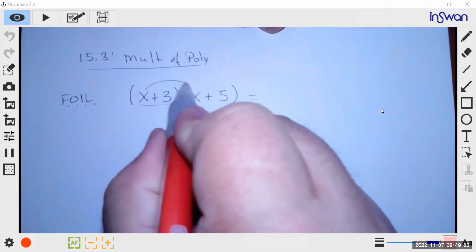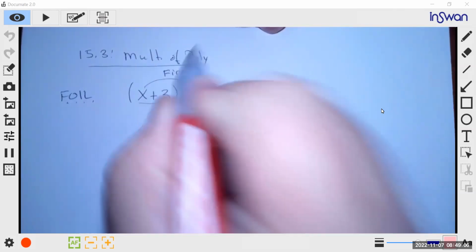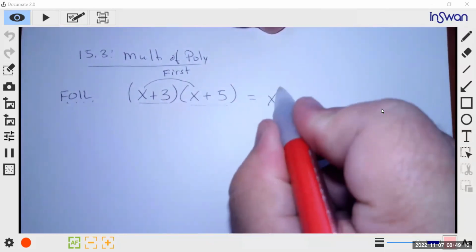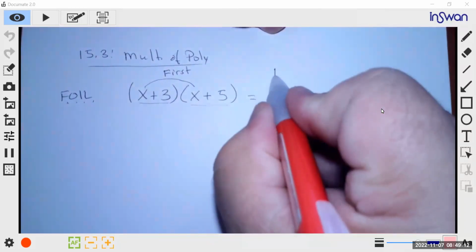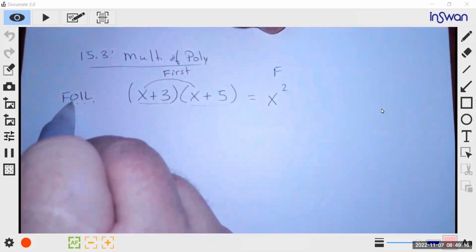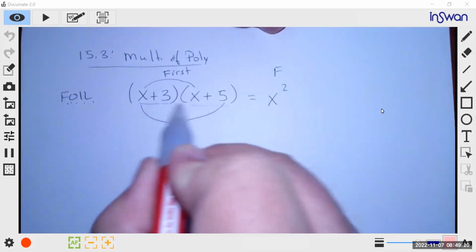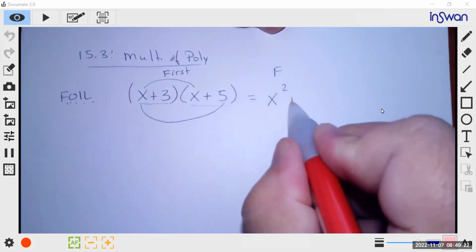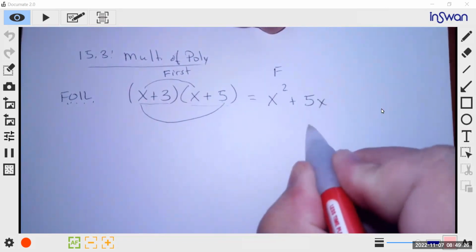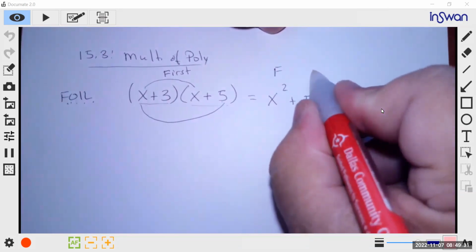So the x times x, those are the first terms. That's the F, the first. x times x is x squared. That's the F. O, the outer ones. x times 5 is, they're both positive, so it's positive 5x. That's the outer.